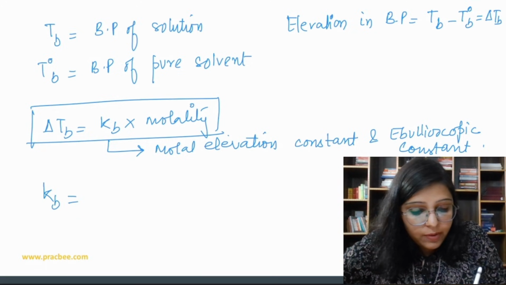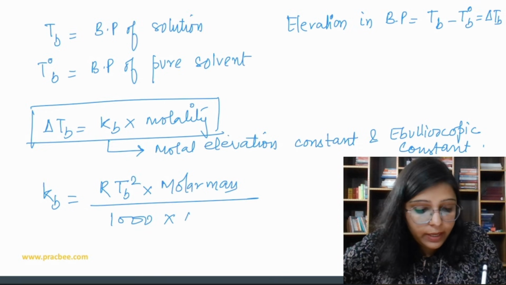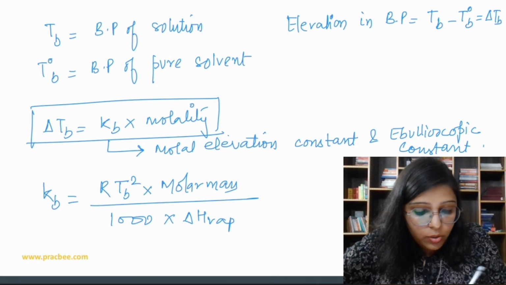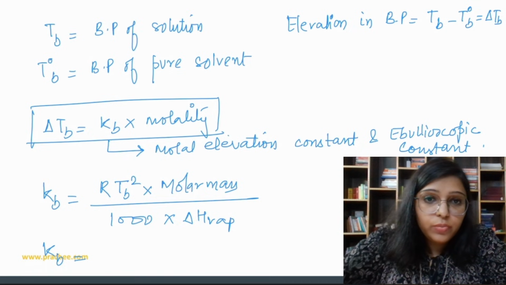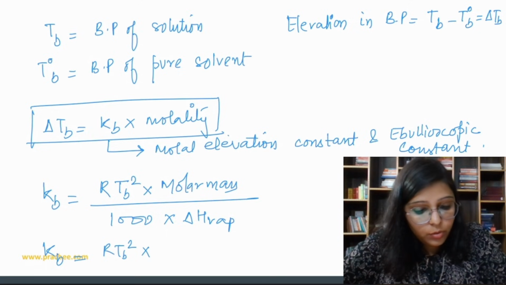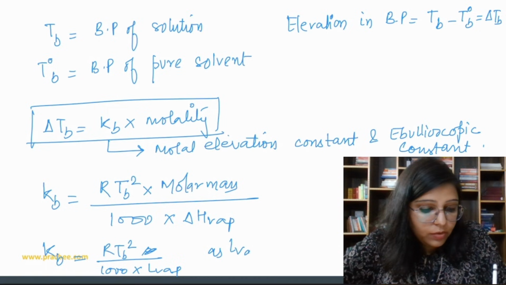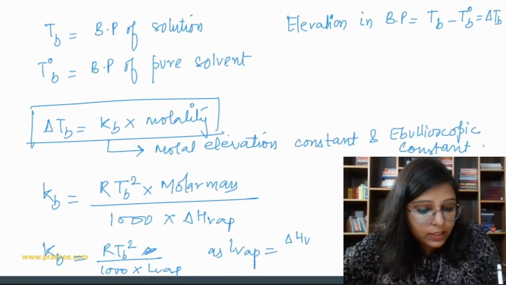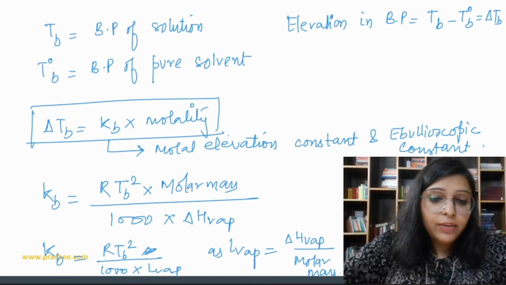Now how to calculate the KB value? It is R TB square into molar mass M upon 1000 into delta H vaporization. Also we can say this is going to be R TB square upon 1000 into latent heat of vaporization, as latent heat of vaporization is equal to delta H vaporization upon molar mass. So these are the formulas that we are going to use over here.